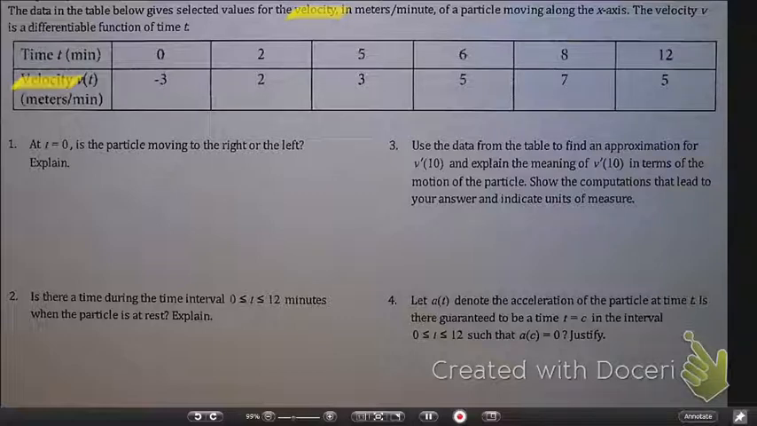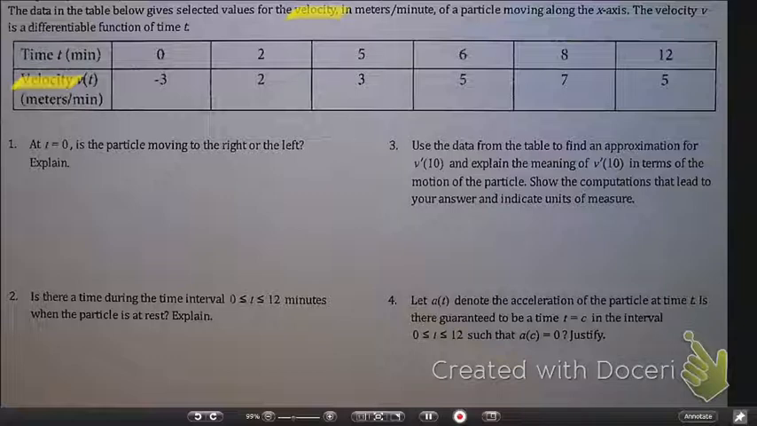So make sure that when we answer these questions, you are orienting your mind to realize that these are the values from the velocity function. It says the velocity v is a differentiable function of time t, and we're going to talk about what that means and why that's important in just a minute. Number 1, at time t equals 0, is the particle moving to the left or to the right?